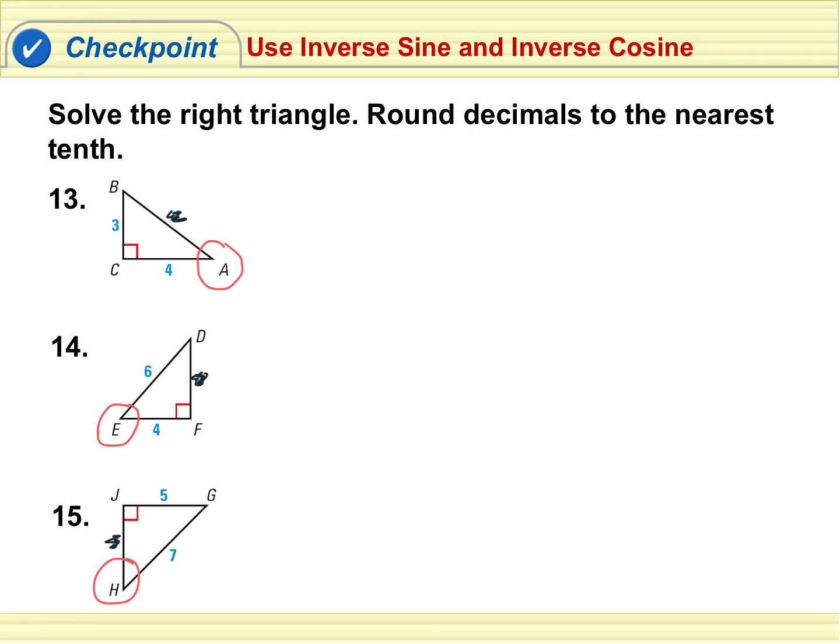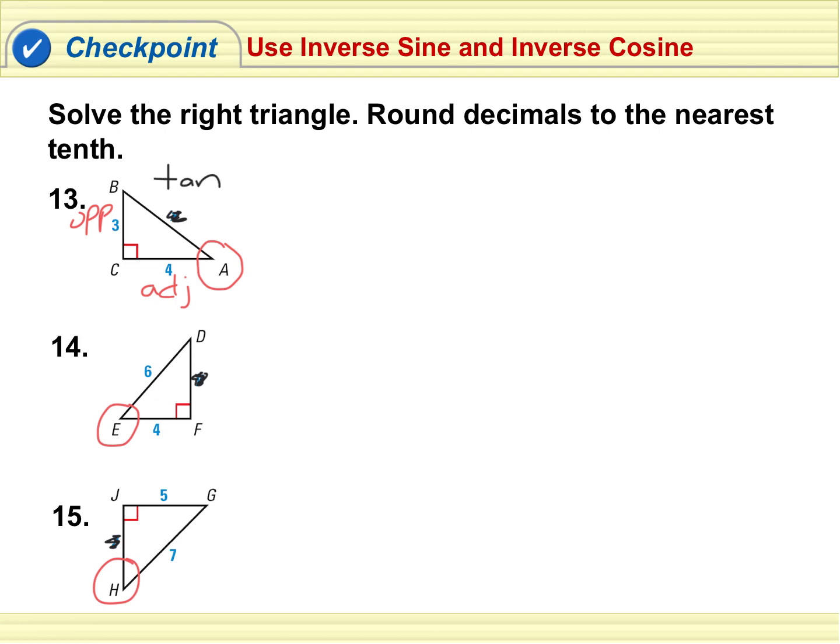Let's talk about 13 together. What do we do first? Label. What's 3 related to A? Opposite. What's 4? Adjacent. Yep. So which trig ratio is opposite and adjacent? Opposite and adjacent is tangent.